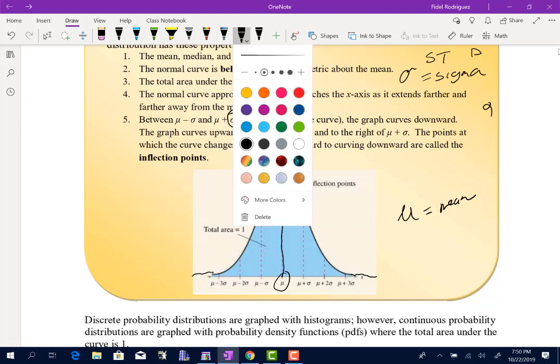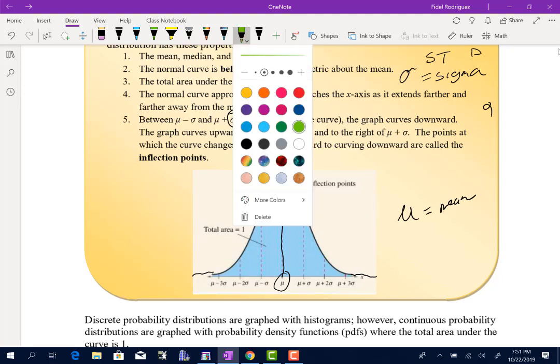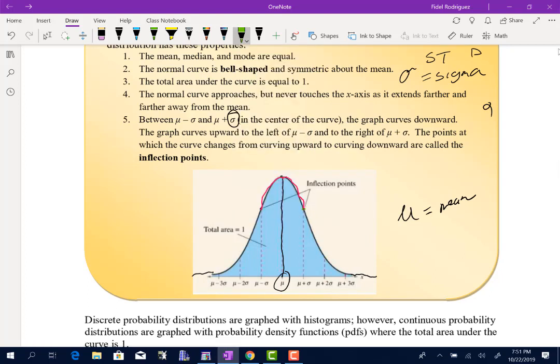So what I want you to notice here is that the way the graph is shaped right here, it's curving downward. It's curving down like that. And then from the other point, from here further out, the graph is actually curving upward, okay? These points right here where it changes, those are what we call inflection points, okay? So we're going to figure out a couple of things dealing with this graph.